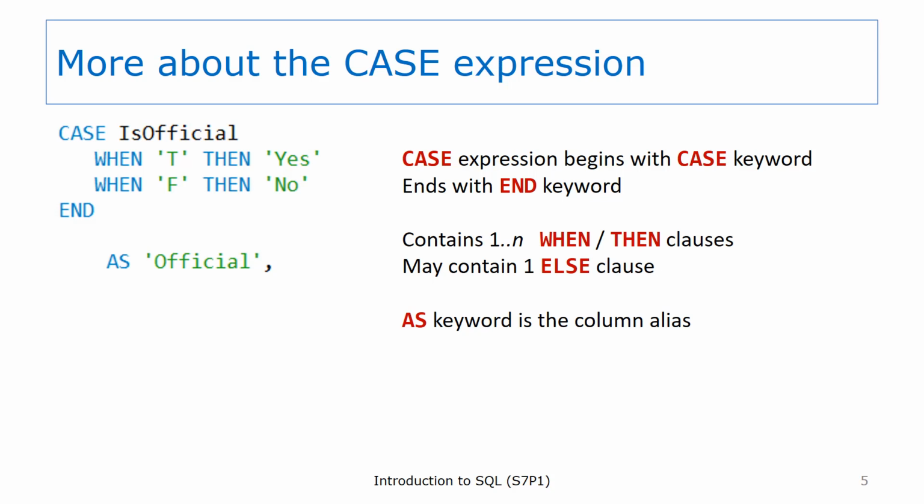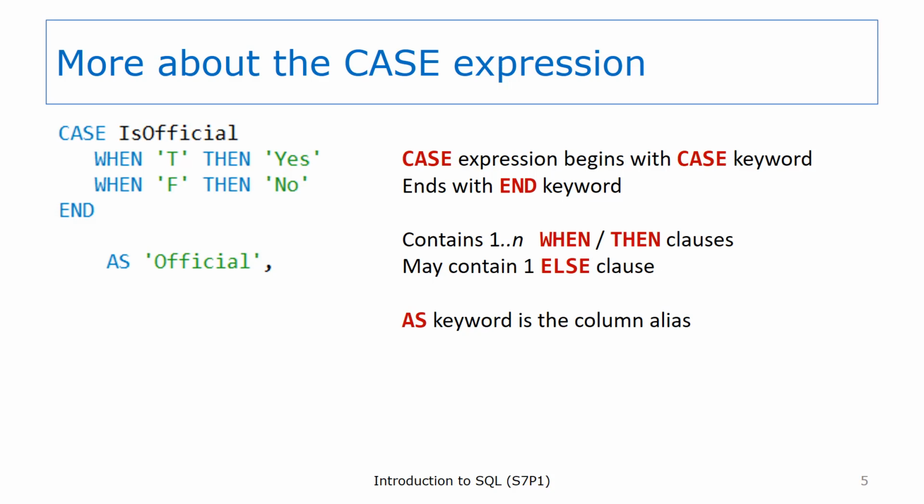Back to the slide. In this example, there are only two possible values for the isOfficial column. That is because isOfficial is defined in the country language table as a MySQL enum data type, with only the values T and F allowed, and the default value is F.